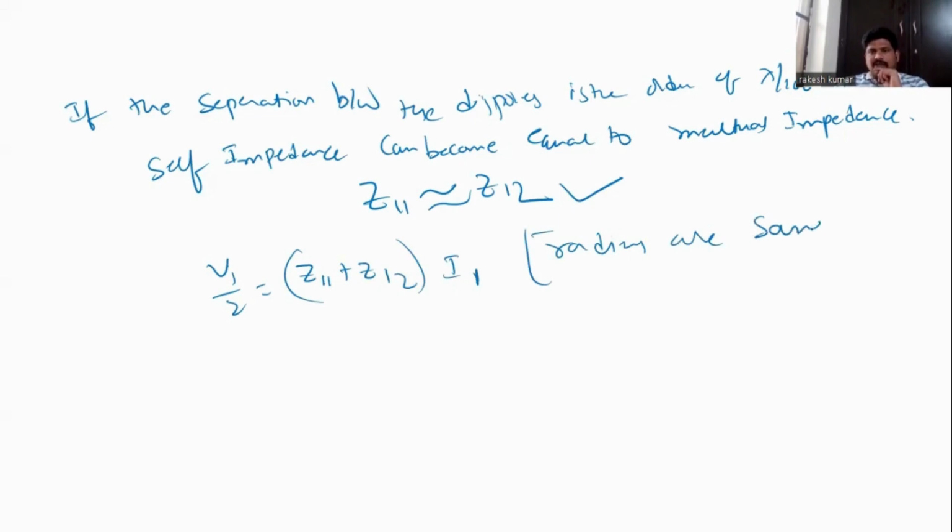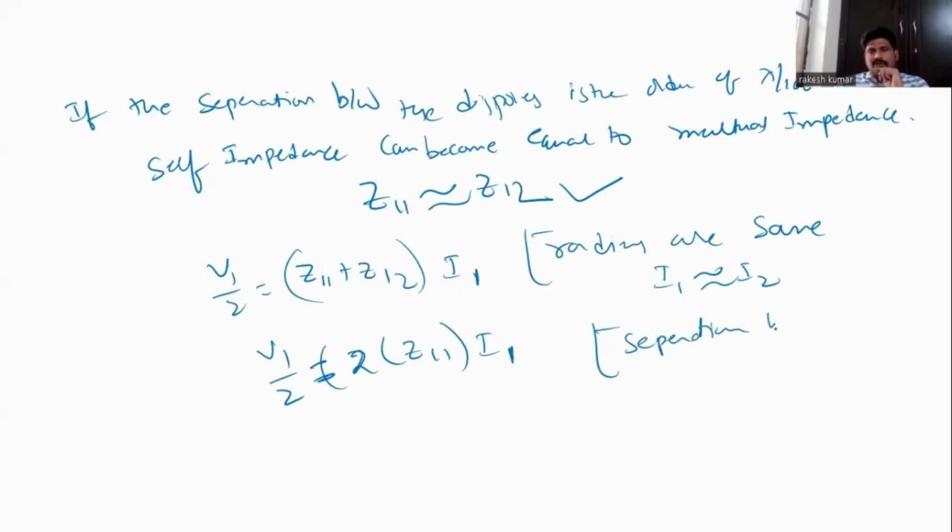If the radii are same, what is the result? I have I1 is equal to I2. Next, V1 is equal to 2 into Z11 into I1. Why? Because the separation between the dipoles is less, so I can equate them: self-impedance is equal to mutual impedance.